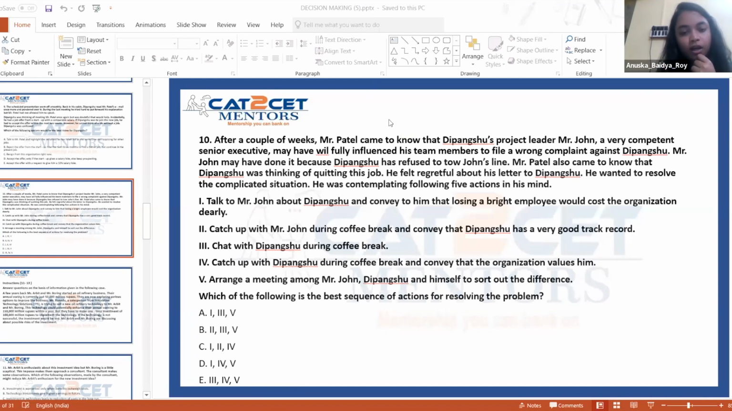Now, 5th, arrange a meeting between Mr. John and Dipanshu and himself to sort out the difference. Right? So 5th is an obviously valid point. Okay. So we get 1, we get 3, we get 5. Okay. So which of the following is the best sequence of action for resolving the problem? We start with 1, we talk to the senior, then we talk to Dipanshu, then we resolve the conflict. Okay, so our option would be option A.